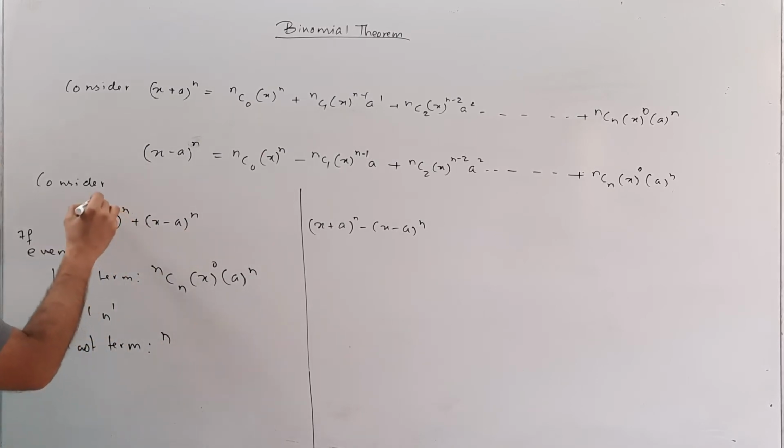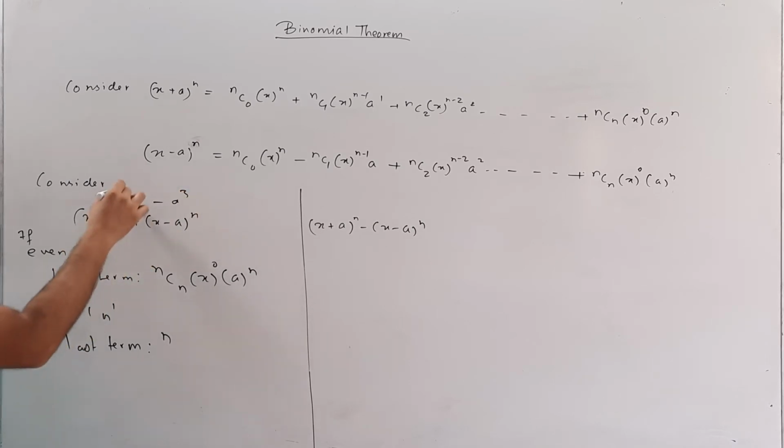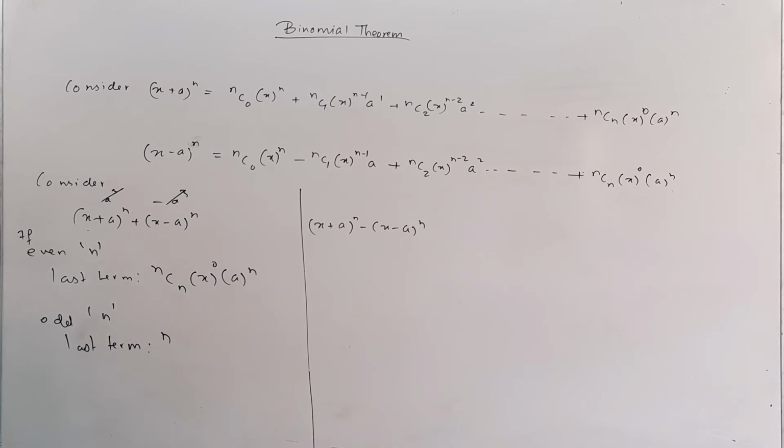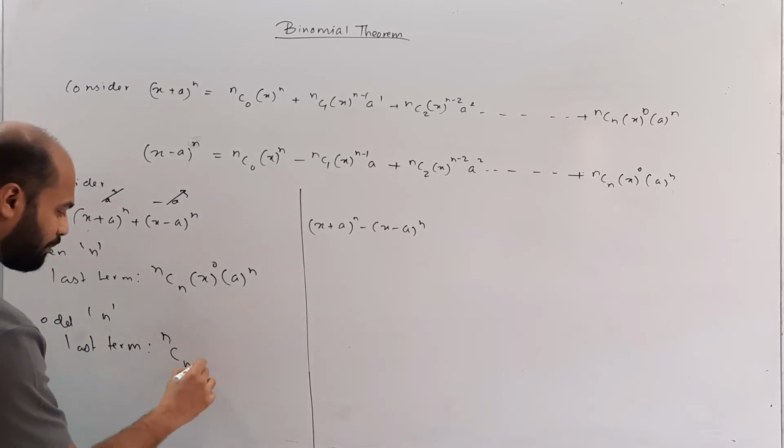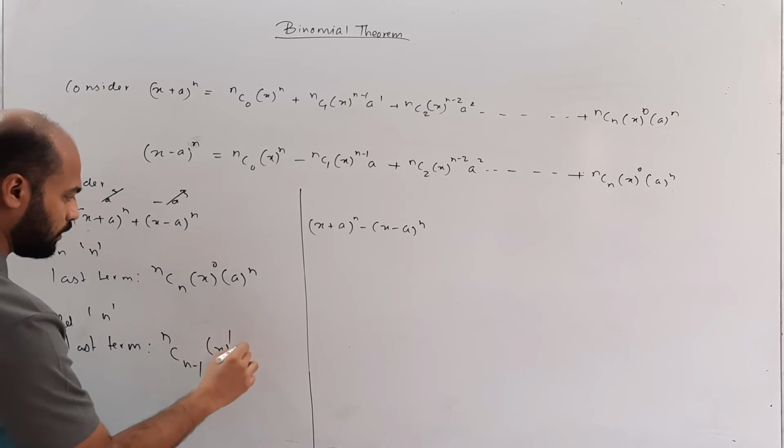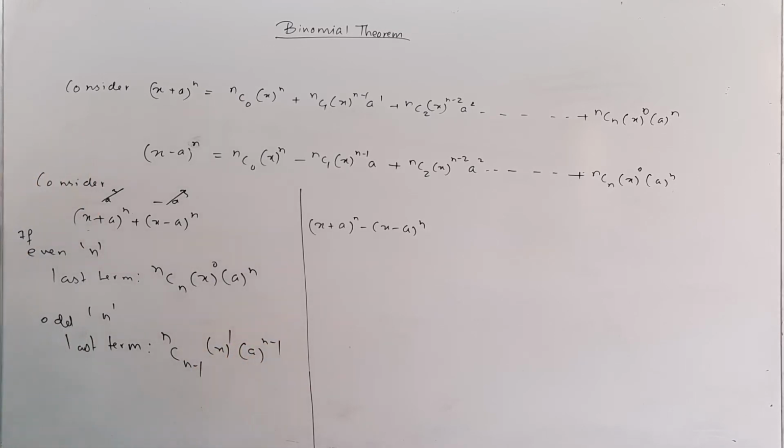That is, you can very well understand that it's going to be a cube over here and it's going to be minus a cube over here. So that's going to cancel for n equals 3. Which means that the last term is not going to exist over here. So the last term in the final expression will be the second last term in the expansion, which is nC(n minus 1) x raised to 1 a raised to n minus 1.